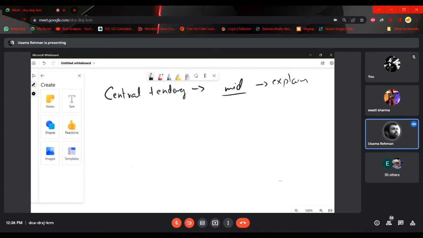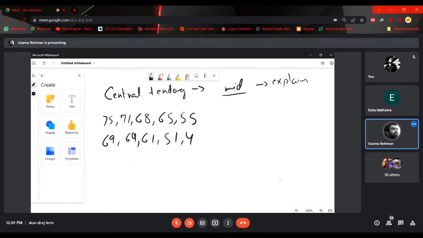median. Let's take an example again. Let's say we have a group of 10, 75, 71, 68, 65, 55, 69, 50, 69 again. Then we have 61, 51, 45. Can you guys tell me how we can find out the median? We write the values in ascending or descending order and then take out the middle point. Correct. So median is the middle point.